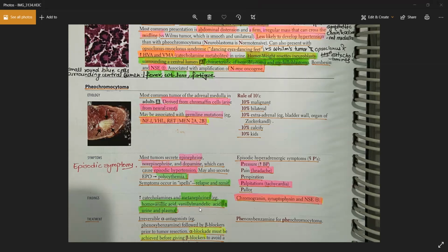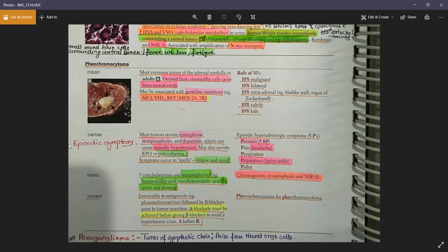Very important to know. Other things would be the markers of this tumor. Of course, some markers of the neuroendocrine cells would be there: synaptophysin, chromogranin, and neuron-specific enolase. These will all be there.